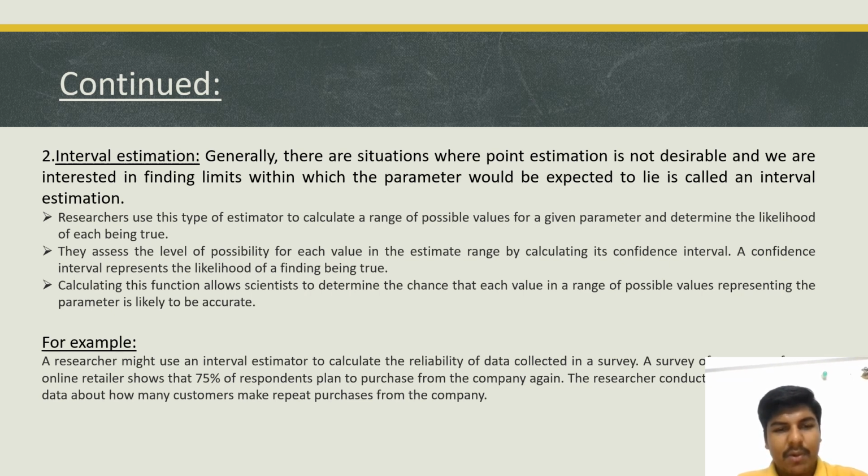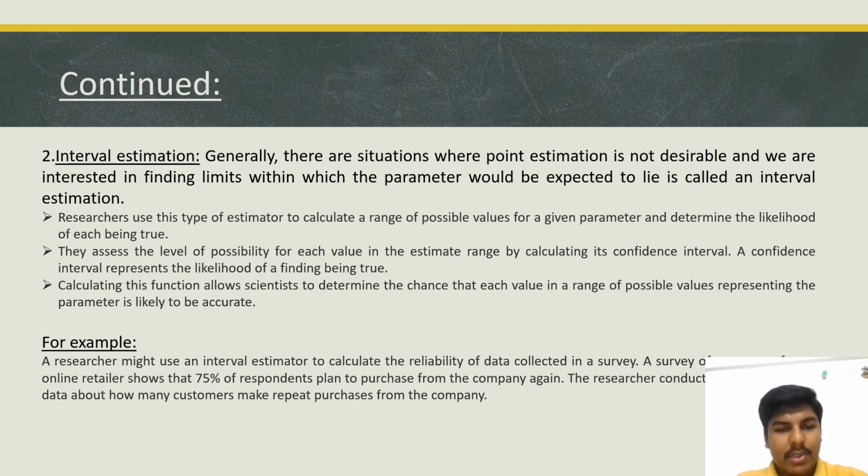Researchers use this type of estimator to calculate a range of possible values for a given parameter and determine the likelihood of each being true. They assess the level of possibility for each value in the estimate range by calculating its confidence interval. A confidence interval represents the likelihood of a finding being true.